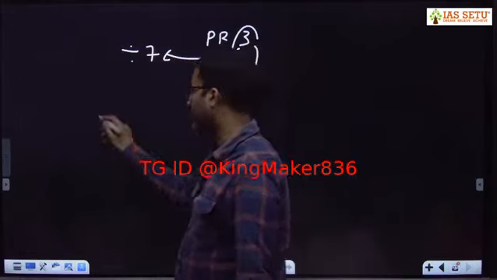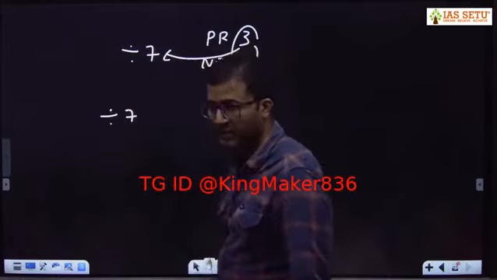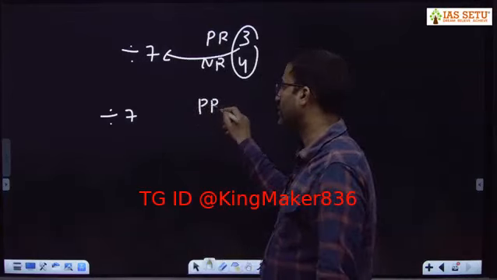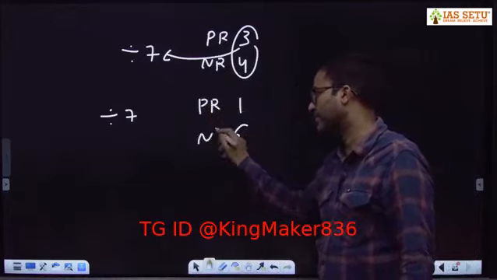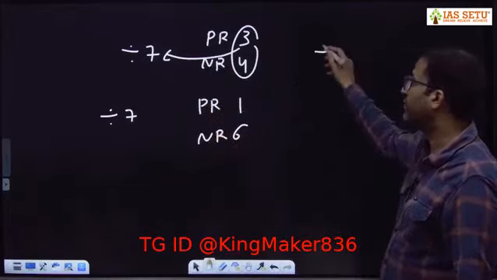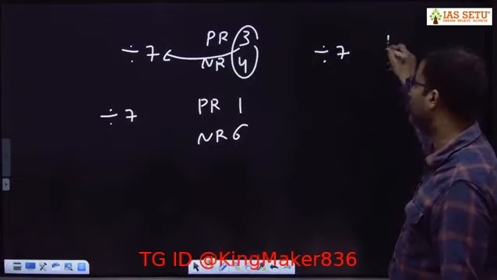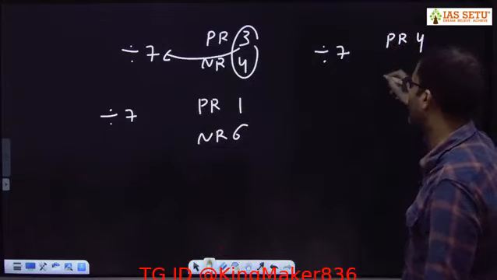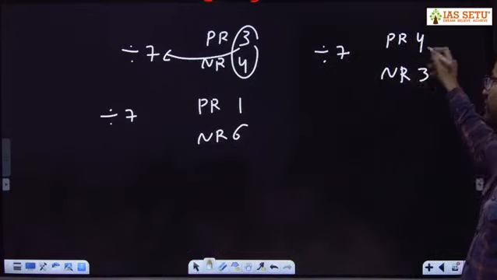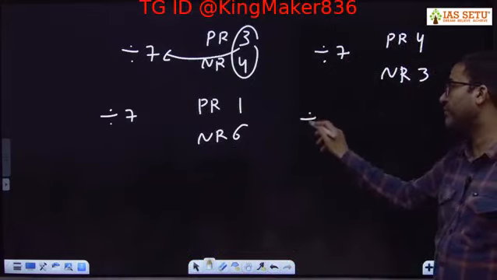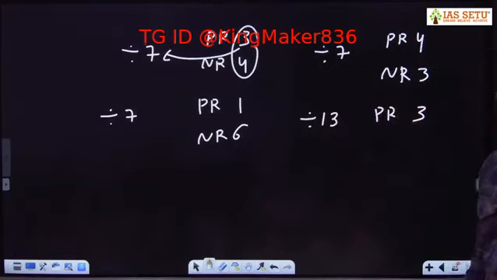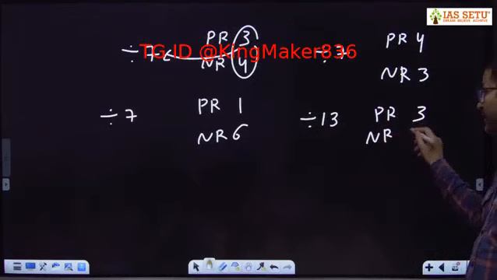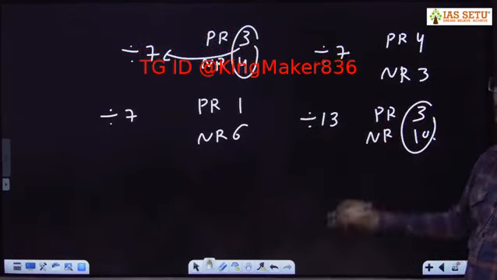I ask you, if I divide a number by 7, if positive remainder is 1, can you tell me what will be the negative remainder? 6. If I divide a number by 7, if positive remainder is 4, what about negative remainder? 3. If I divide a number by 13, if positive remainder is 3, what about negative remainder? 10. Because 3 and 10 total 13.